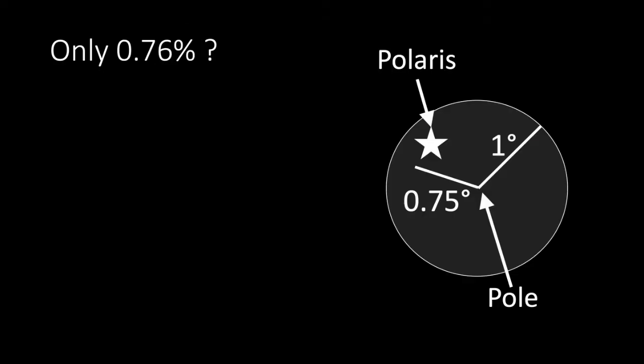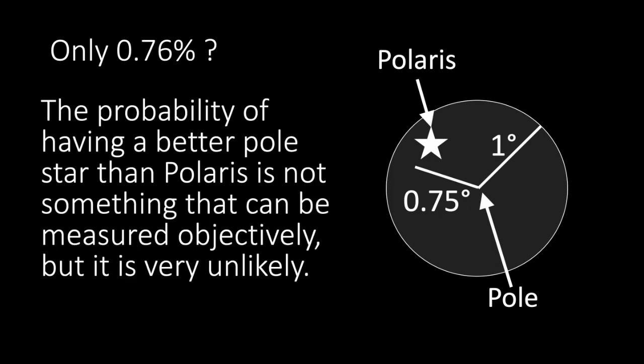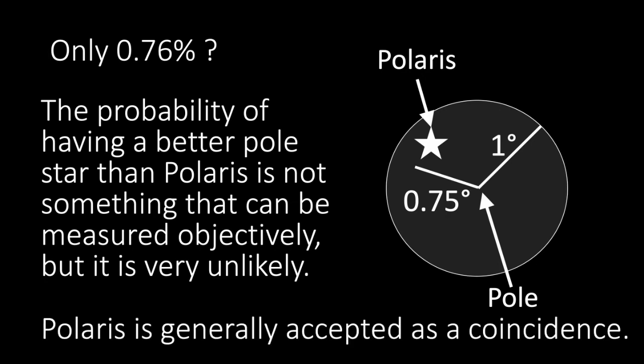Only 0.76%? That's less than 1 in 100. The probability of having a better pole star than Polaris is not something that can be measured objectively, but it is very unlikely. Polaris is generally accepted as a coincidence. But there's more that you need to know about Polaris.